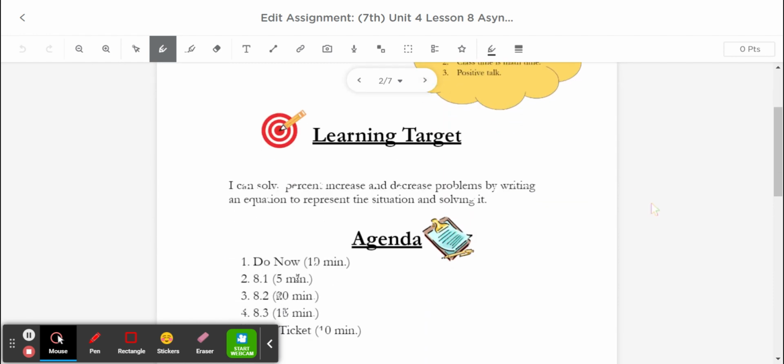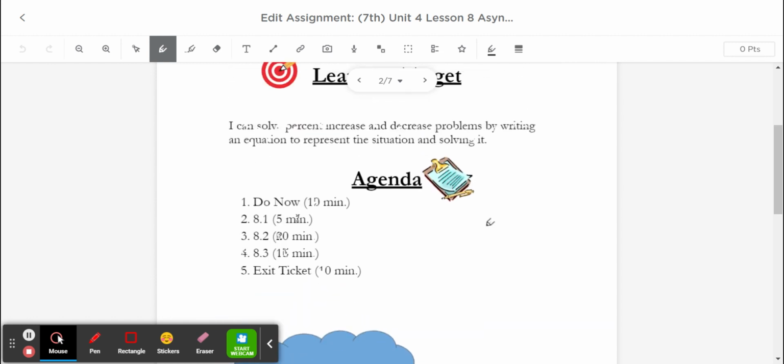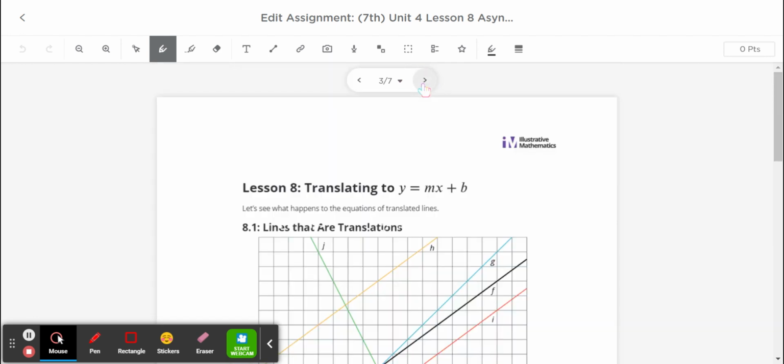Today's learning target is actually incorrect in this document. Today's learning target is I can write and solve linear equations in the form of y equals mx plus b. So I will make sure that you have the correct learning target in your document by the time you see this video.